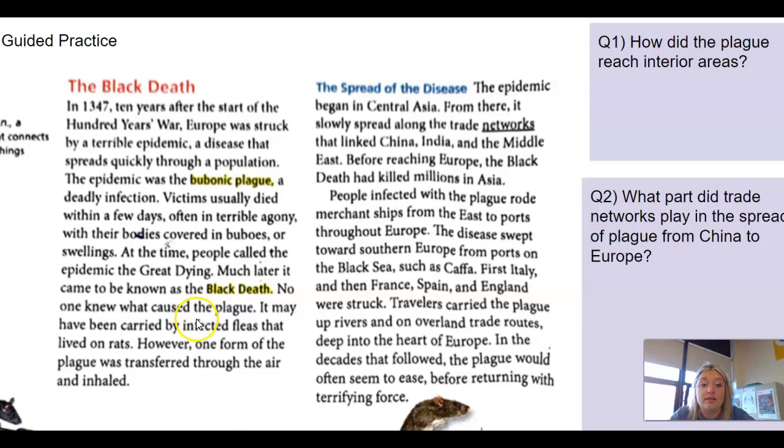No one knew what caused it. It may have been carried by infected fleas that lived on rats. However, one form of the plague was transferred through the air and inhaled. So it did become airborne.